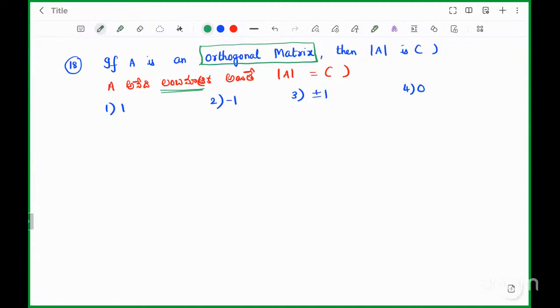So first, what do you mean by orthogonal matrix? If A transpose is equal to A inverse.